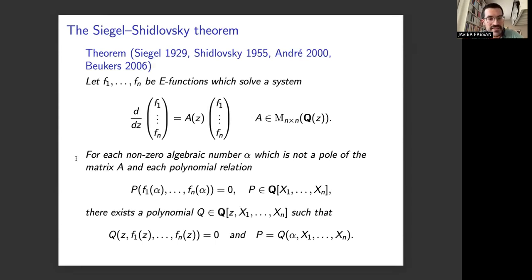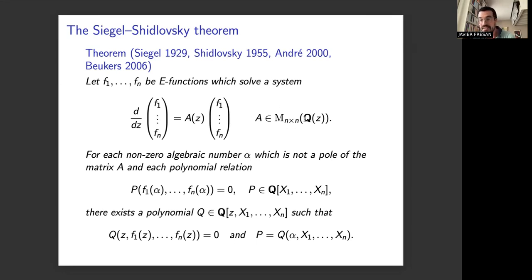Okay, so I told you that the motivation was to generalize this kind of transcendence results. And here is how Siegel did it. Siegel did it for the Bessel function, with a technique that in principle could apply to all E functions, but there was some technical condition called normality. At the end of the day, it was maybe harder to prove normality than to prove the theorem. So Shidlowski in 55 found a way to bypass this normality condition.